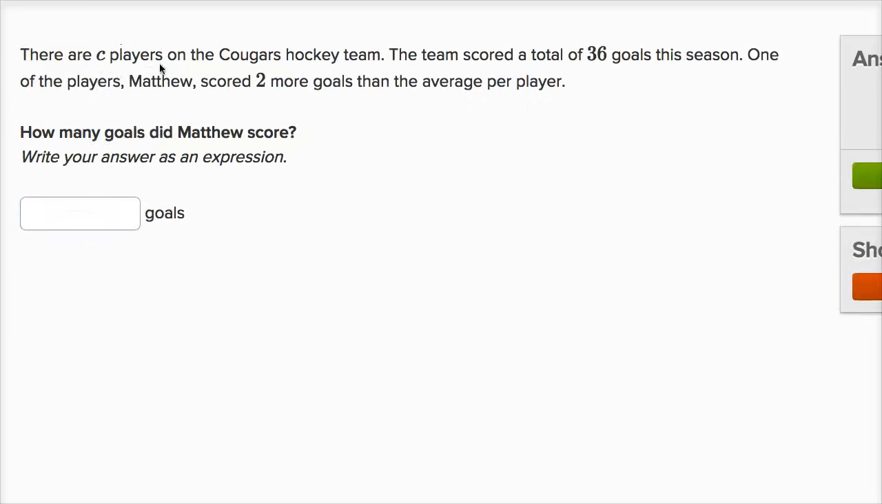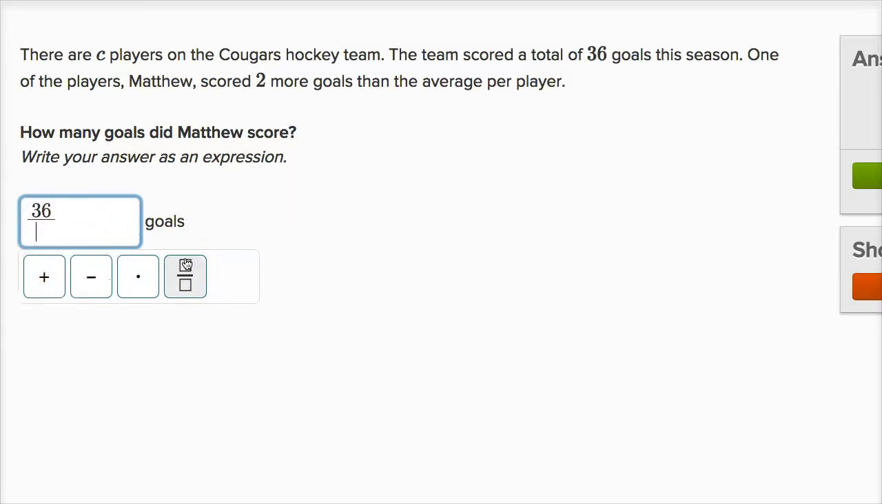There are C players on the Cougars hockey team. The team scored a total of 36 goals this season. One of the players, Matthew, scored 2 more goals than the average per player. How many goals did Matthew score? All right, well, let's think about the average per player, because we know he scored 2 more than the average per player. So the average is going to be the total number of goals divided by the number of players. And they tell us that there's C players. So this expression right over here, that would tell us the average goals per player.